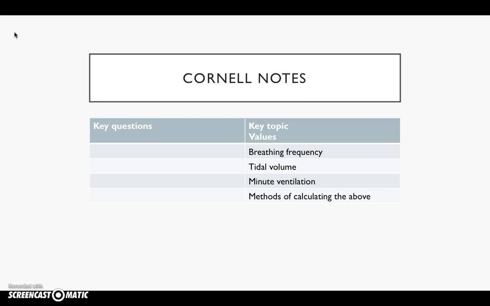First of all, we've got our key topic is values, and we've got breathing frequency, tidal volume, minute ventilation, and methods of calculating the above. So don't forget your key questions have to refer to these topics and make sure that they're actually utilised, and you develop some good questions for these.